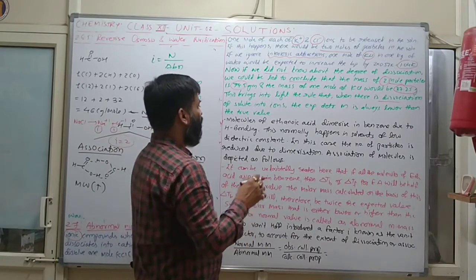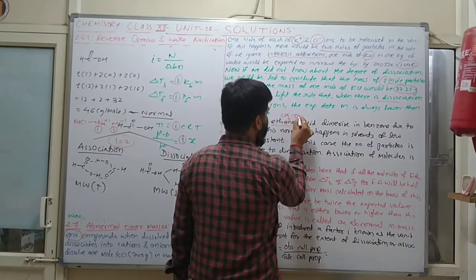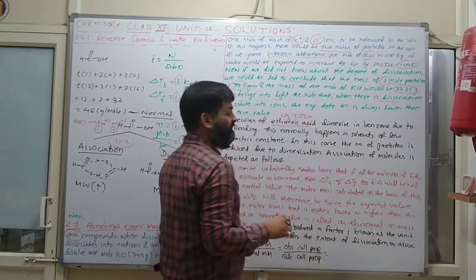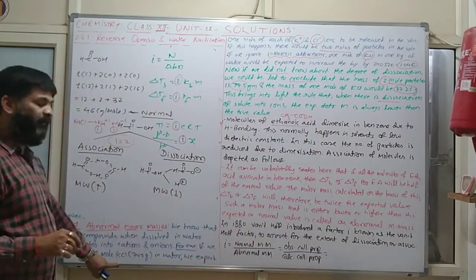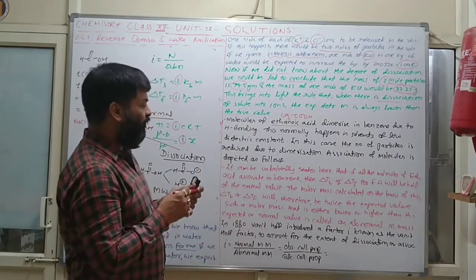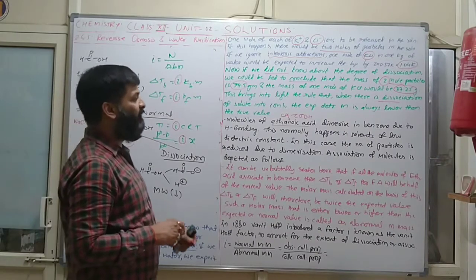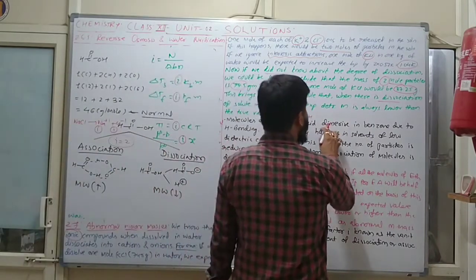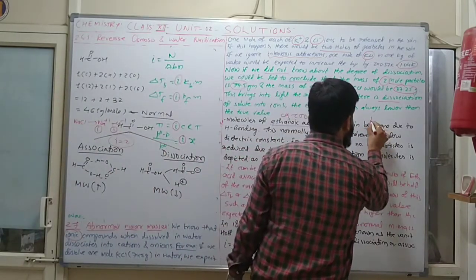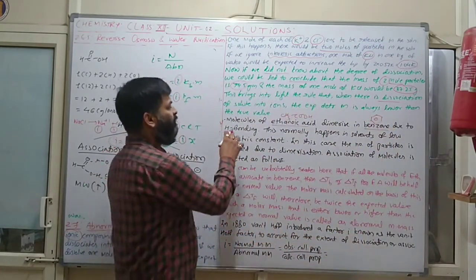Clear? Now molecules of ethanoic acid. So what is ethanoic acid? Here we can say CH3COOH. See, the ionic example was KCl. Now I will discuss covalent. So molecules of ethanoic acid dimerize in benzene due to hydrogen bonding.